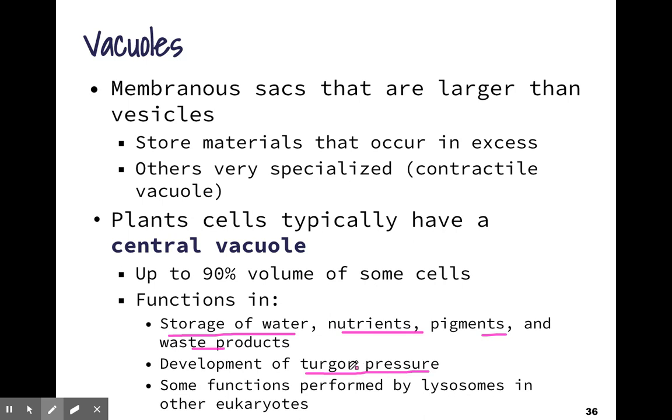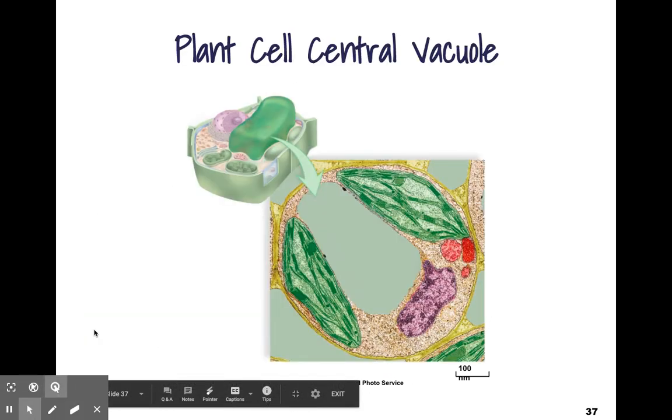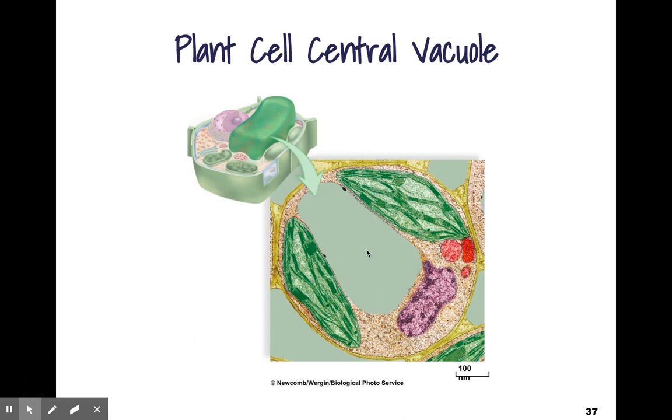And some vacuoles perform some functions performed by lysosomes in other eukaryotes. The main thing we want to know is it helps to store water. Okay, it's our storage of water. Here's the plant cell central vacuole as we see here. And as we can see, it takes up the majority of the cell itself.